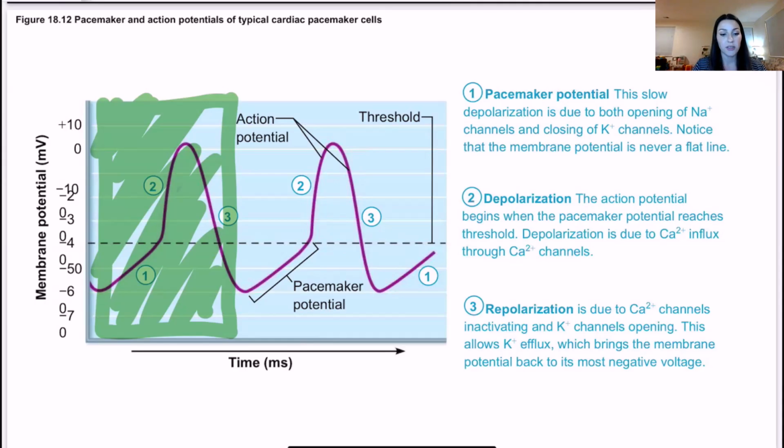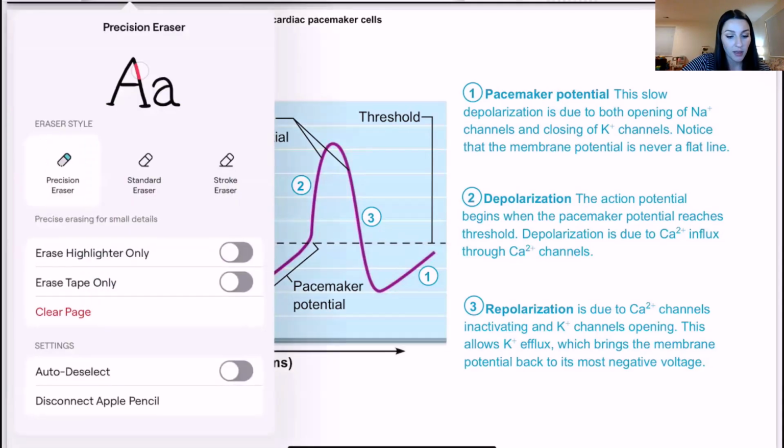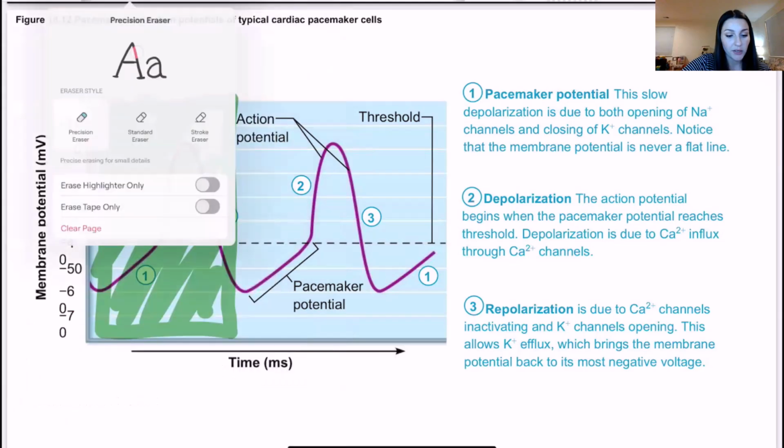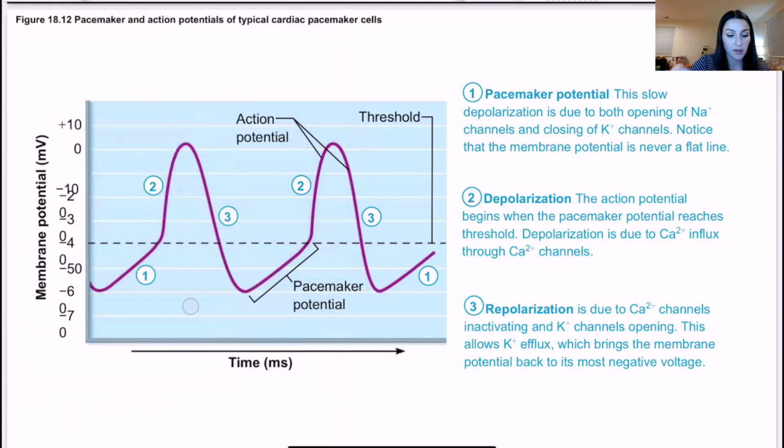There's three major steps to cardiac action potentials, and I'll highlight them for you as I go through. So the first step is the pacemaker potential. The pacemaker potential is done by pacemaker cells. So let me write that. So established by pacemaker cells. These pacemaker cells spontaneously depolarize.